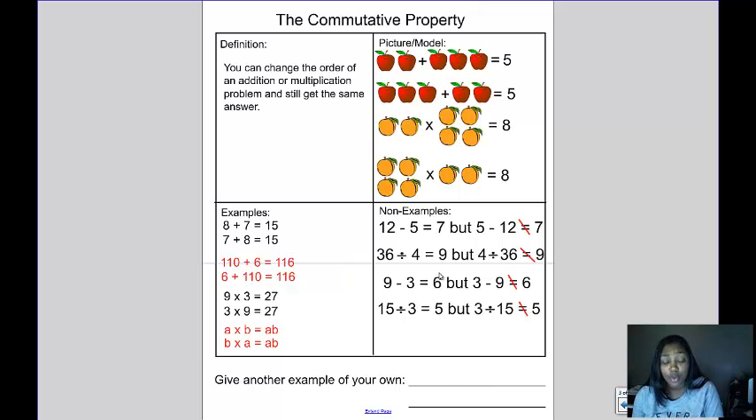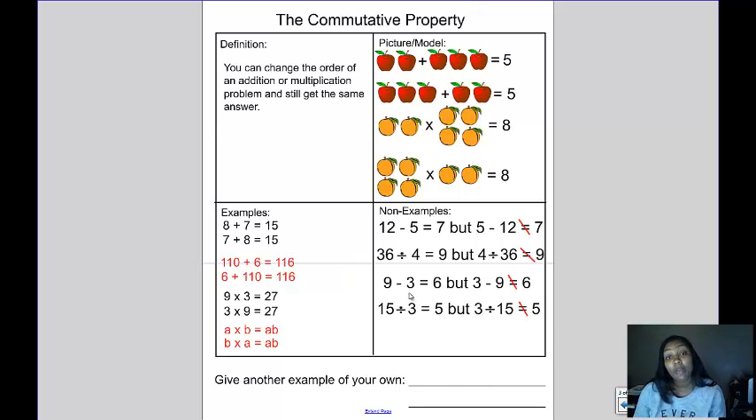Some non-examples would be basically subtraction and division, because if you switch the order of a subtraction and a division problem, you won't get the same answer. So if I do 12 minus 5, that will give me 7, but if I do 5 minus 12, that will not give me 7. That's actually going to give me a negative number, because I have 5 and I'm taking more than 5 away. Then I have 36 divided by 4, and that gives me 9. But if I switch the order and I do 4 divided by 36, that's actually going to give me a decimal. So another non-example, 9 minus 3 would give me 6, but 3 minus 9 won't give me 6.